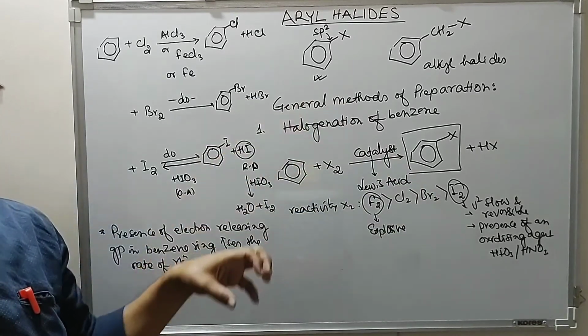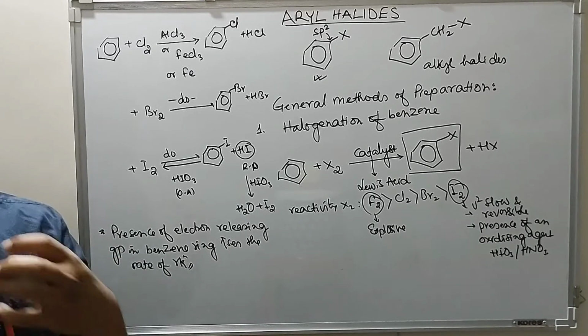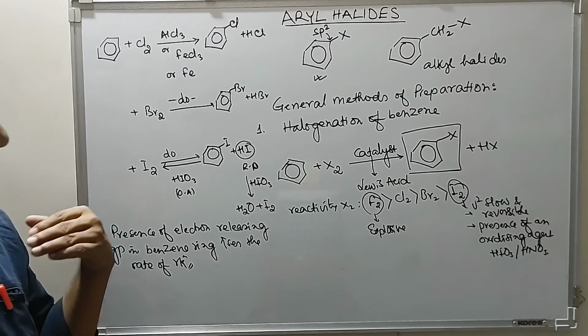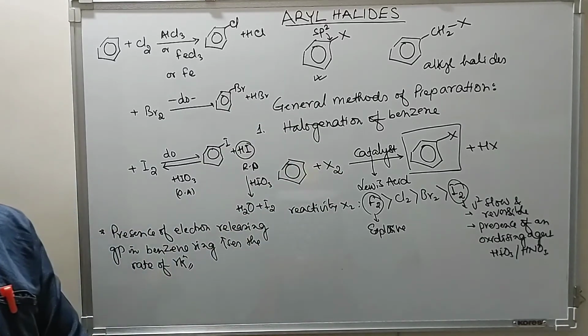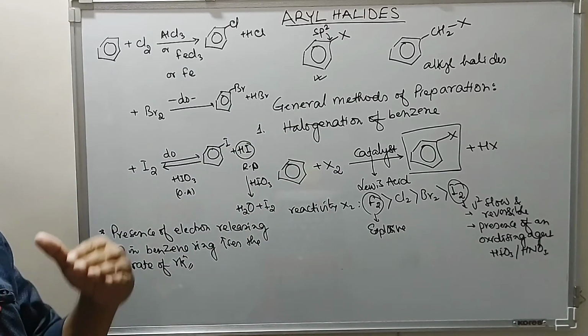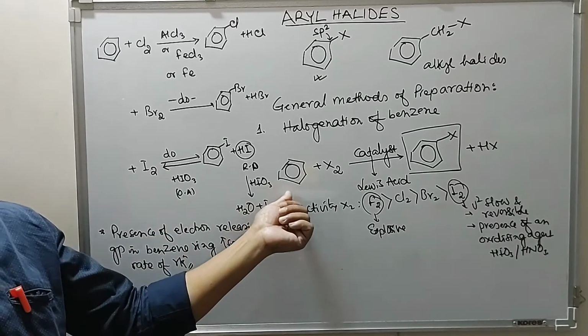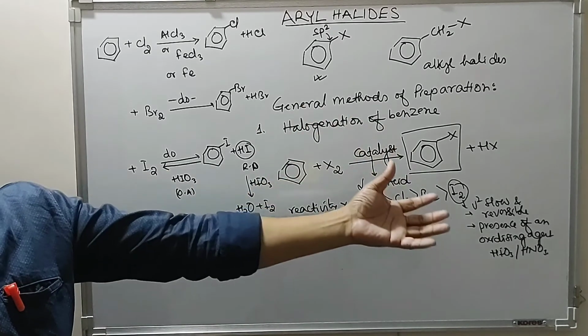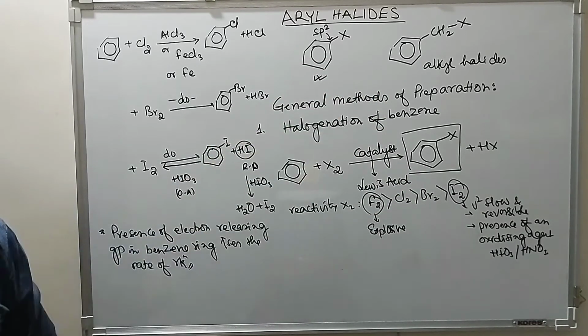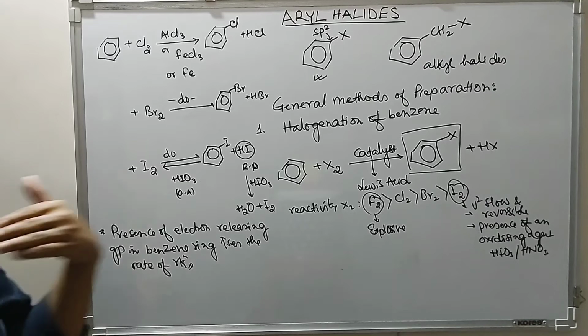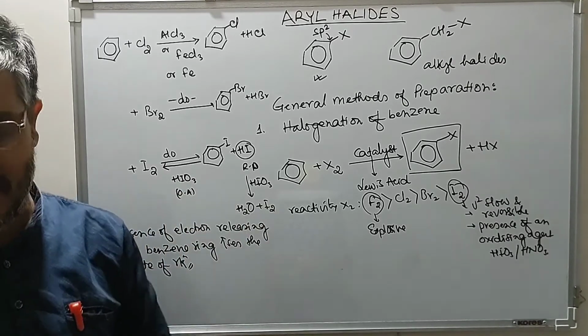If the benzene ring contains an electron withdrawing group, then the reactivity will decrease. So any group which is electron releasing present on this benzene ring will increase the rate of halogenation reaction. So this is one method by which we can prepare halogen substituted benzene, direct halogenation of benzene.